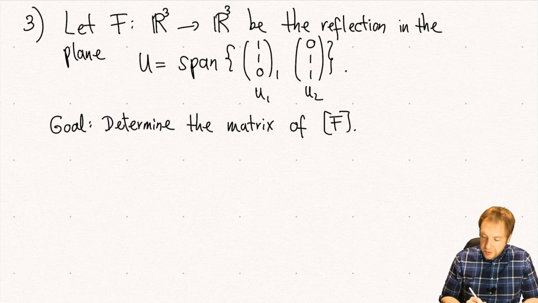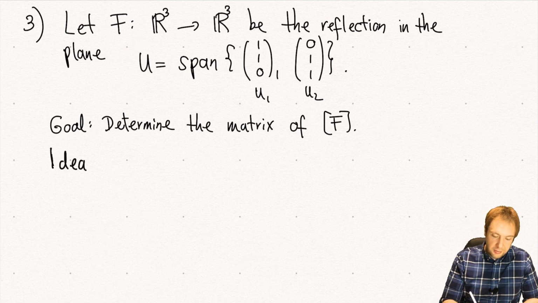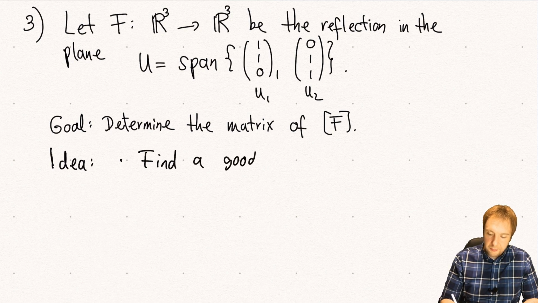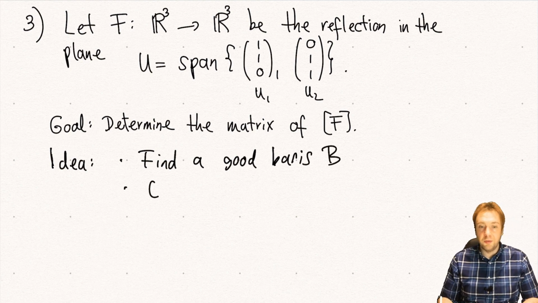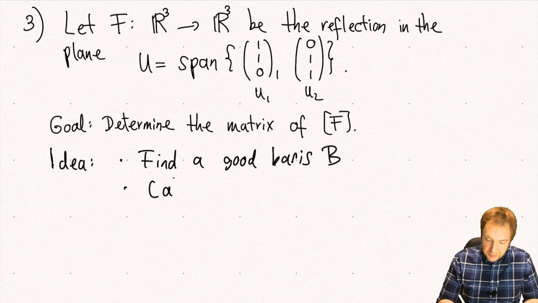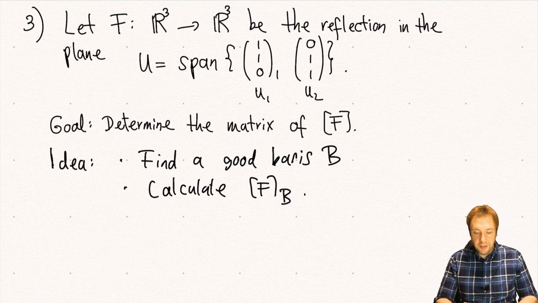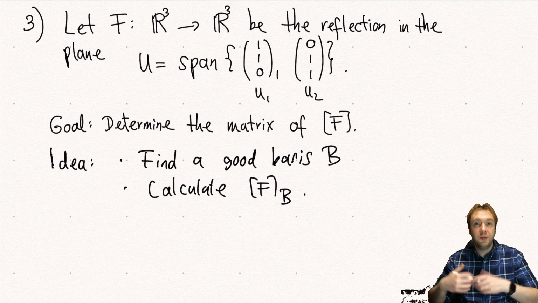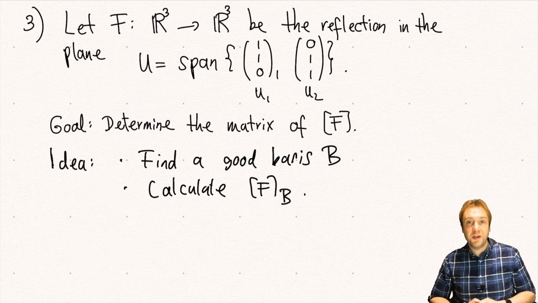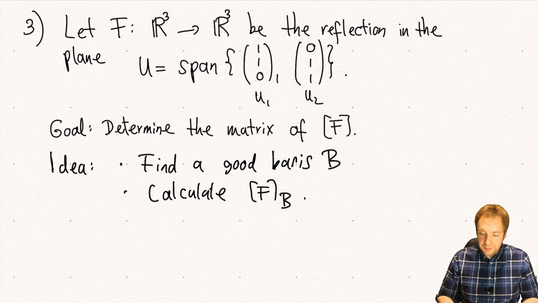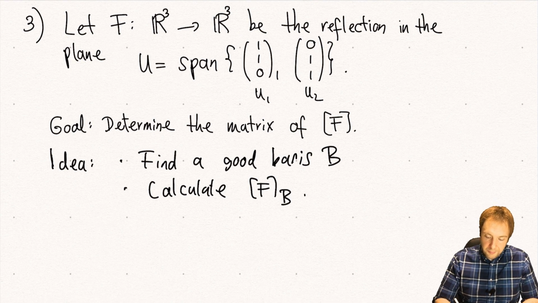So what is the strategy? Well, the idea is find a good basis. And then, so let's say find a good basis B, and then calculate the matrix of F with respect to this basis. And then again, as before, calculate the matrix of F by multiplying with the change of basis matrix and the inverse.